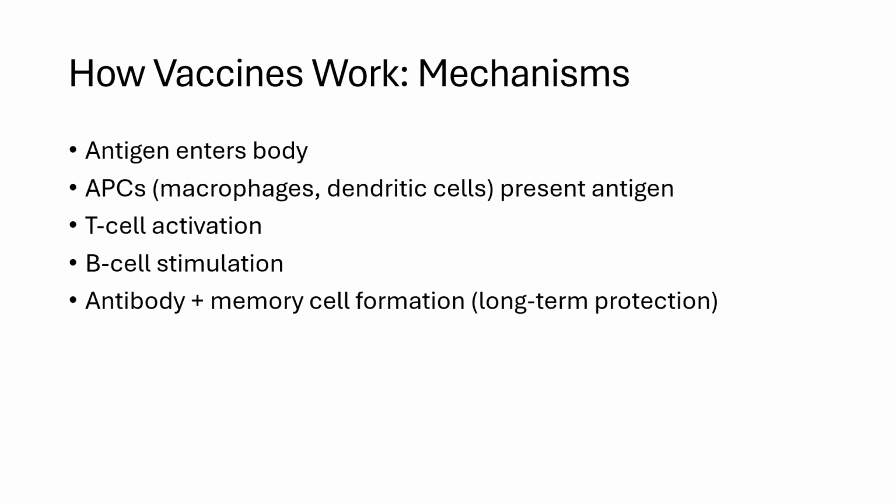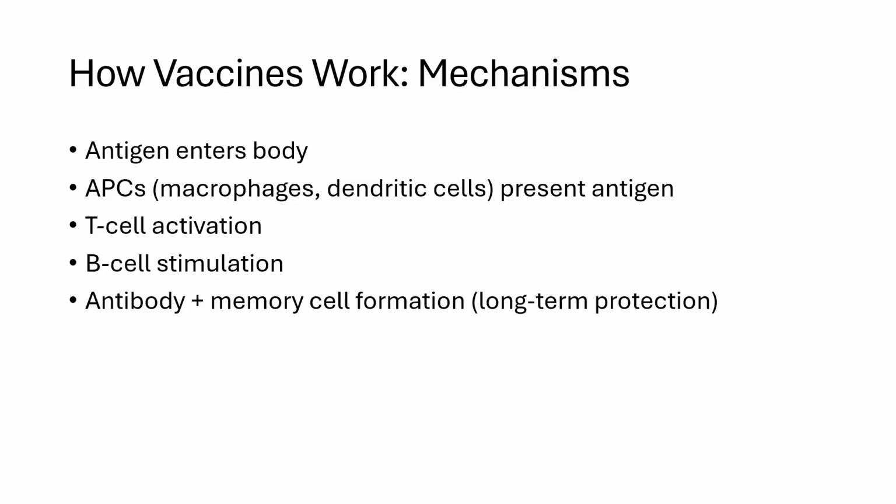So let's try to simplify the mechanism of how a vaccine works. First, an antigen enters the body. The vaccine introduces that harmless piece of pathogen, which is a virus or bacteria, into the body. Then we have APCs, which stand for antigen-presenting cells. These cells recognize the antigen, so these would be macrophages or dendritic cells, and they engulf the antigen and show it to the immune system, basically like putting up a wanted sign.